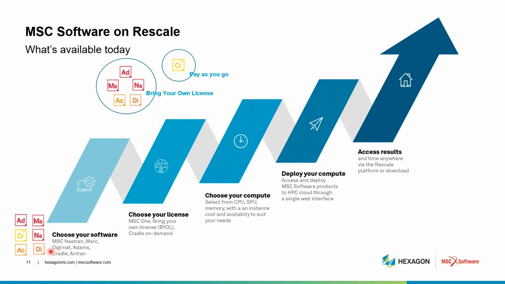You basically choose your software, whether you want to use Nastran, Marc, Digimat, Adams, Cradle, or Actran, and then you can also choose your version. Then you choose your license, bring your own license or Cradle on demand, and then choose your compute: select your CPUs, GPUs, memory allocation, and so on. Deploy your compute and access the results as well.